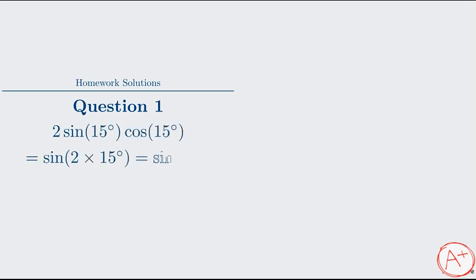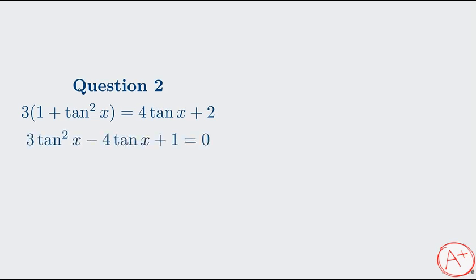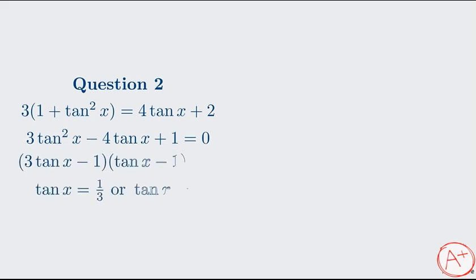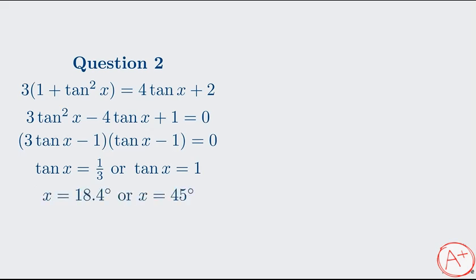Let's look at the solution for question 1. This matches the form of the sine double angle identity 2 sine A cosine A. By identifying A as 15 degrees, we condense this to sine of 30 degrees. This gives us the exact value of 0.5. For question 2, we solve the quadratic. We replace secant squared with 1 plus tangent squared. Rearranging gives us a factorable quadratic. This means tangent of x equals 1/3 or 1. Taking the inverse tangent gives our 2 solutions.